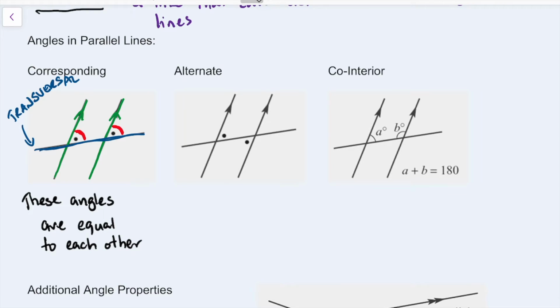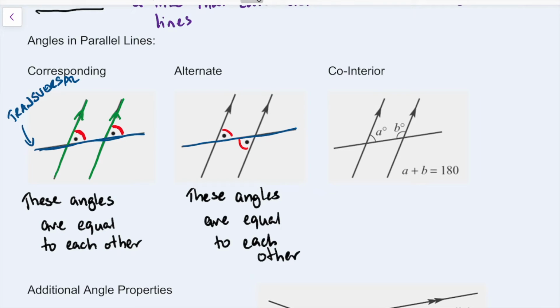Our next set of angles are alternate angles. We can see our transversal line here, and those angles go on either side of that transversal line. So they alternate the sides on the transversal, kind of like players playing tug of war, alternating sides of a rope. These angles are also equal.